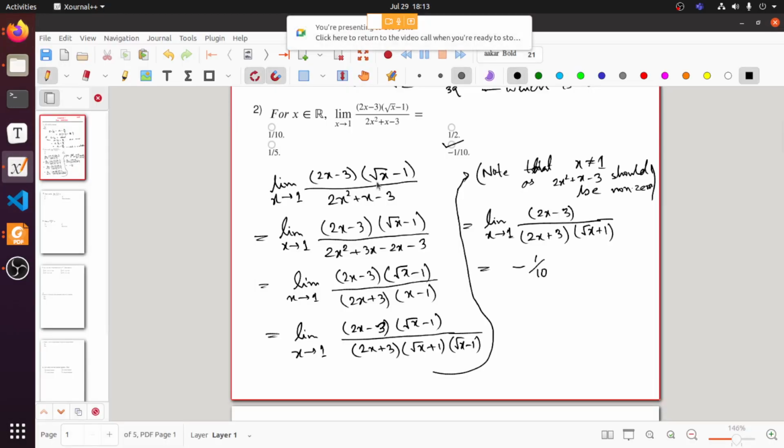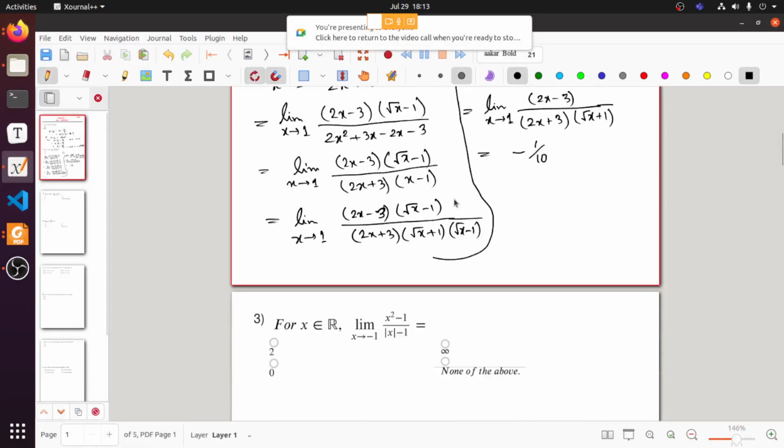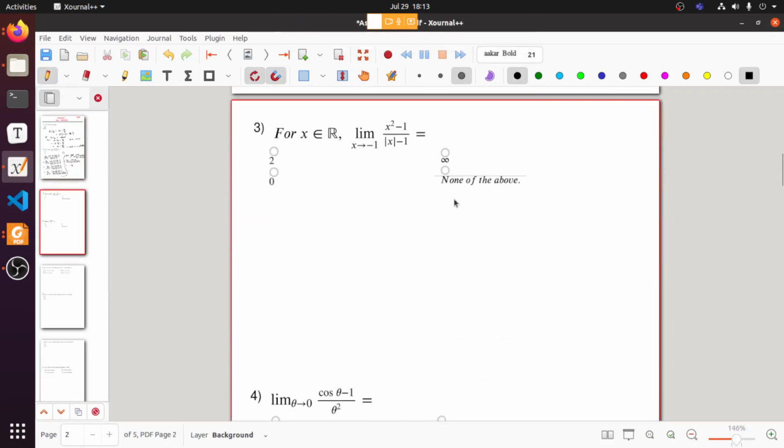Okay, now move to the next question. So what is the third question? You have to find the limit of x square minus 1 by mod x minus 1 as x tends to minus 1, right? So you have to find this limit of these functions.